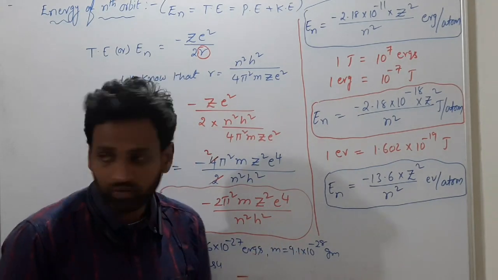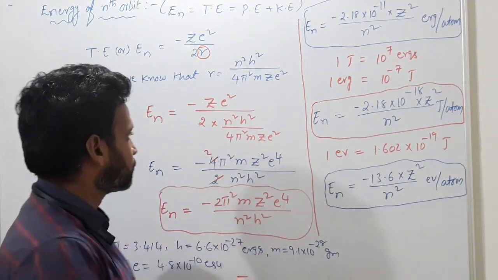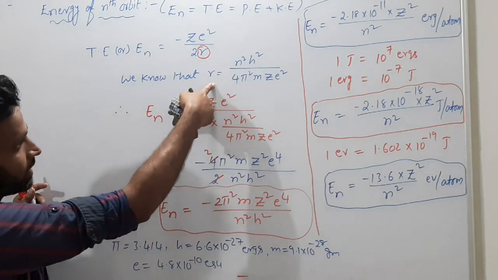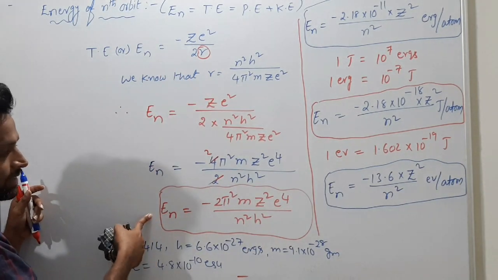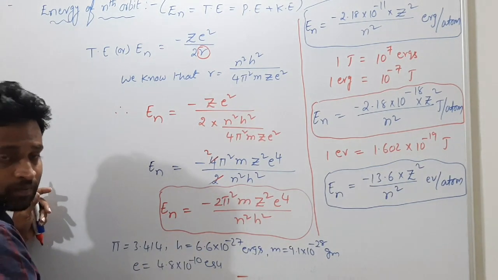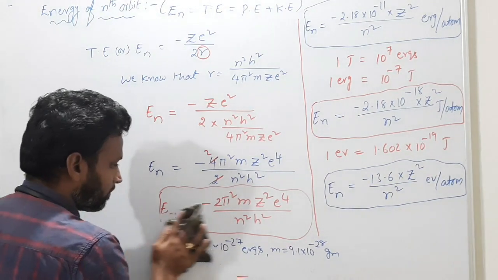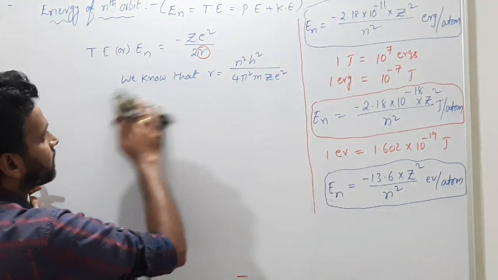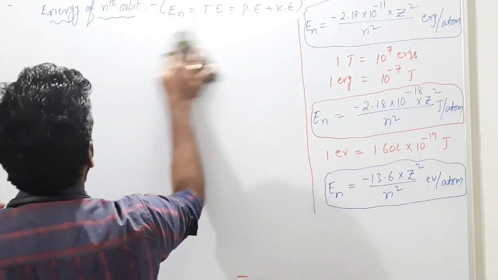For the energy of the nth orbit, I'll give you two more formulas. So please note down all these things. This is the energy of the nth orbit. I substituted the radius, so finally I have it like this. This is also very important. They'll ask you match the following. So very important. Now I'll give you two more formulas for the energy of the nth orbit. What is that?